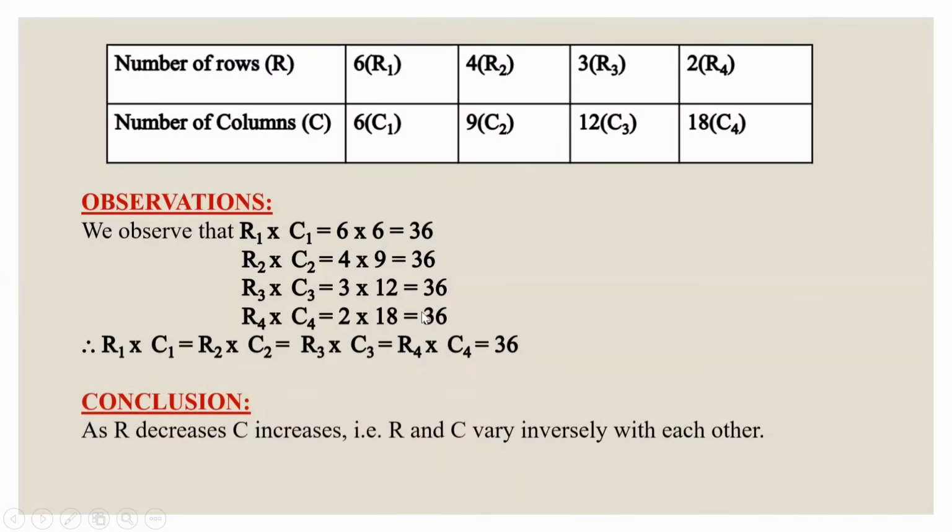Keeping the number of squares constant, as the number of rows is reducing, the number of columns is increasing. So I can say that R and C are varying inversely with each other. So this is what I wanted to show.